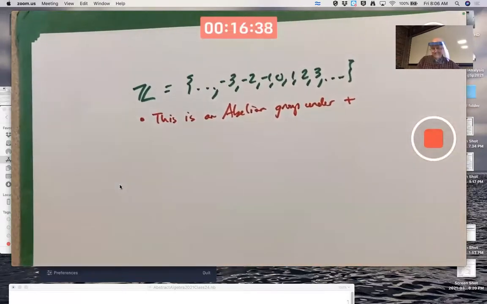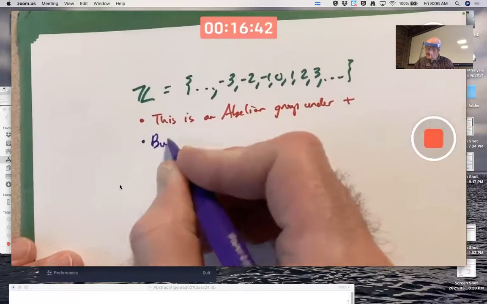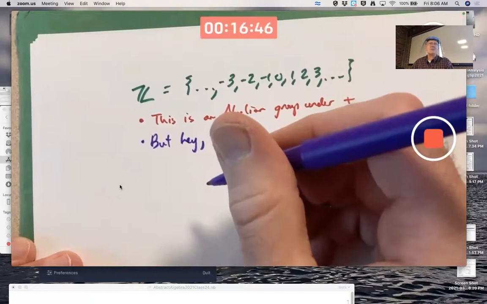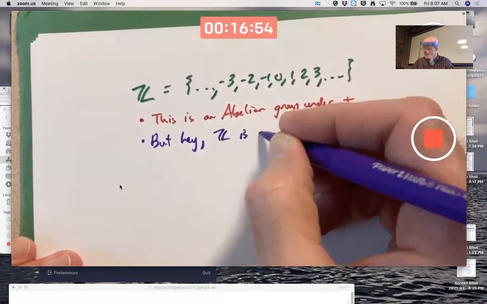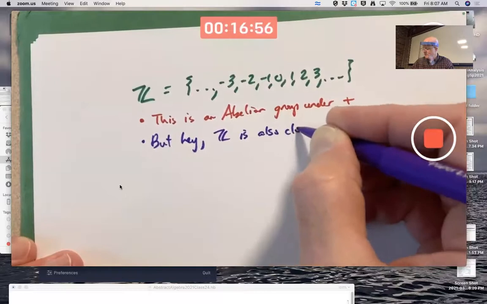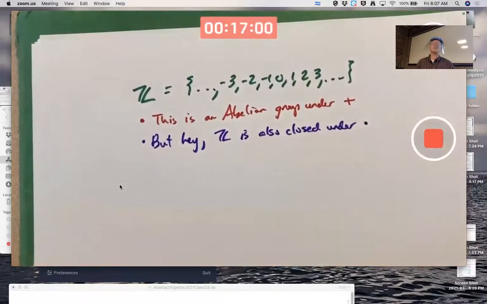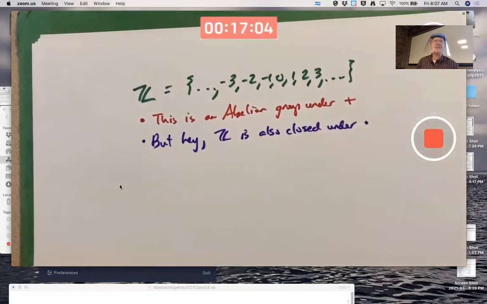But hey, we can multiply integers as well, right? And it's closed under multiplication. Z is also closed under multiplication. Multiplication is a binary operation. Remember technically what that means?